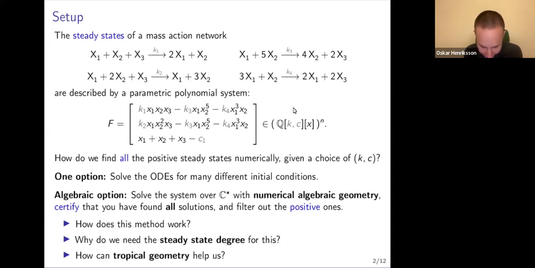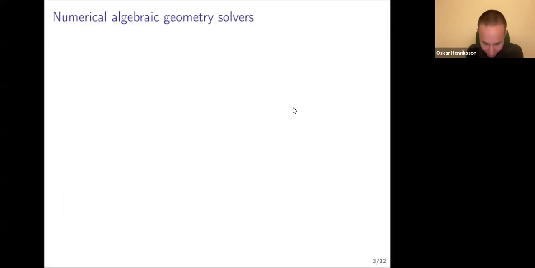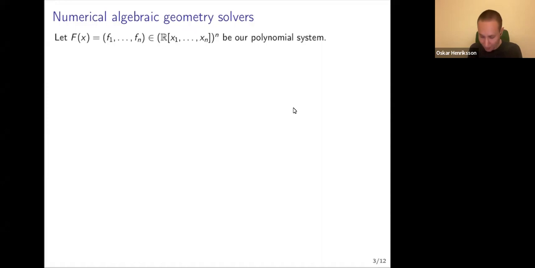So let's start with explaining how numerical algebraic geometry works. This will be very simplified and short, of course, but just to give you a sense of what we're doing here. So the idea is that we have a system, in this case, our steady state system that we want to solve, with n variables, and there are n polynomials. And we want to find the roots over, say, the non-zero complex numbers.